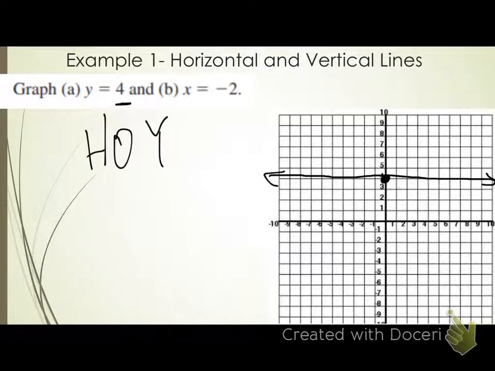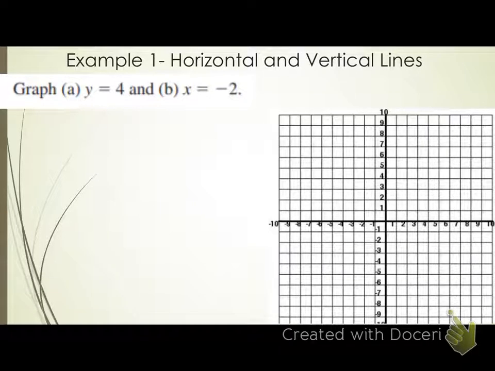But that would be a horizontal line going through 4 on my y-axis. Let's look at letter B. X equals -2. Got to think about if it's hoy or vux. Well, vux is the only one that has an x in it. This is x equals a number, so I know it's going to be vux.